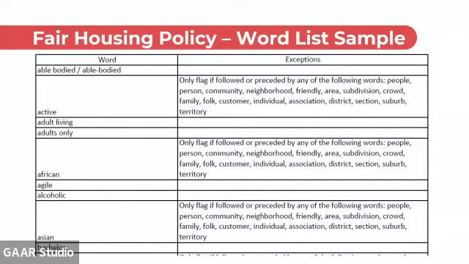And as you can see, there's also some words that are only flagged if they're followed or preceded by words like people, person, community, neighborhood, friendly, area, subdivision, etc. Because some of these are okay to use in some cases, and we're trying to have the system catch context as best we can without having too many false positives. So, for example, saying something like African design is totally fine, but African community, not so much. So we have the system catching what we can.